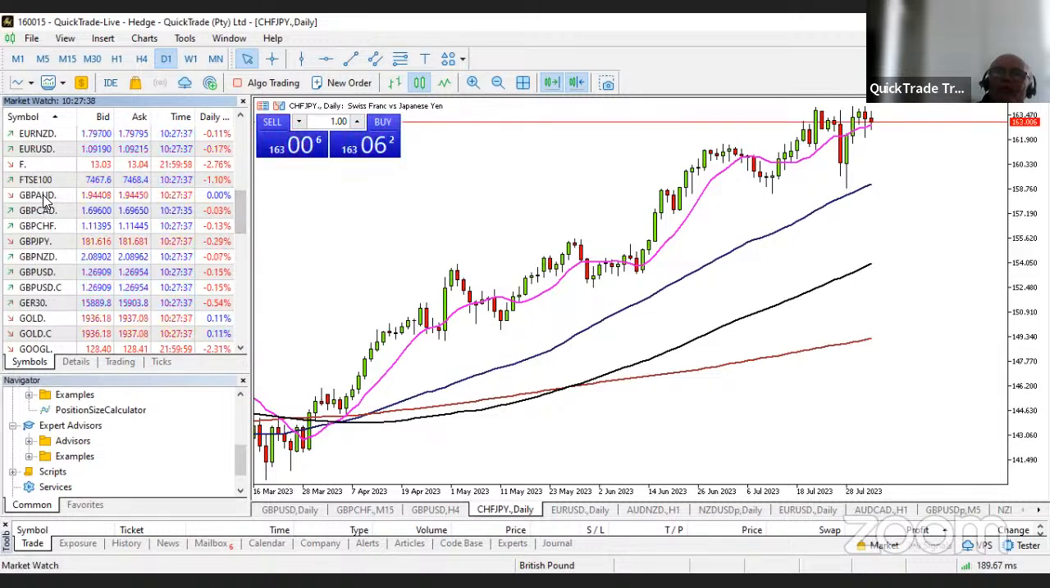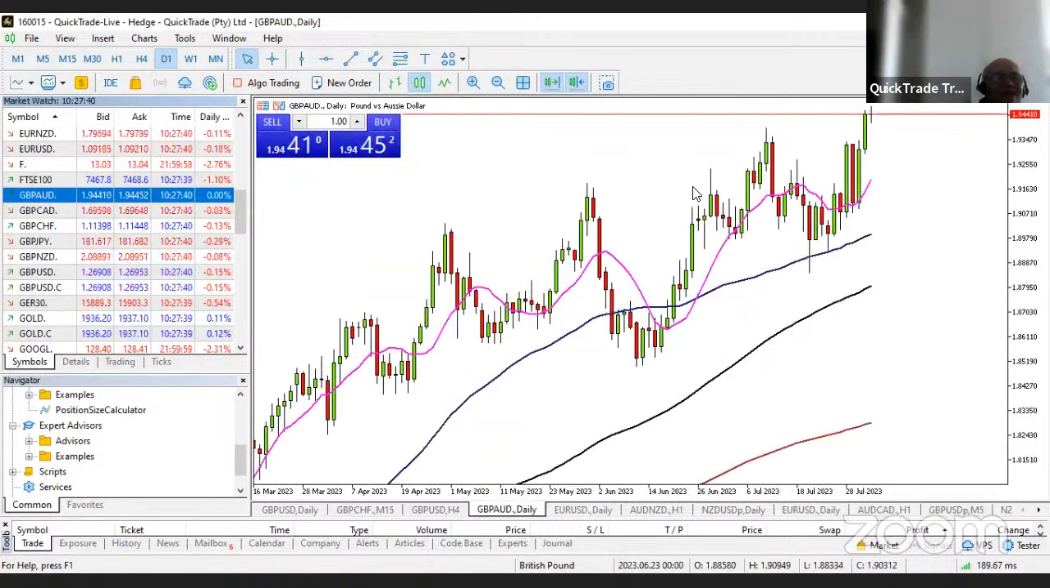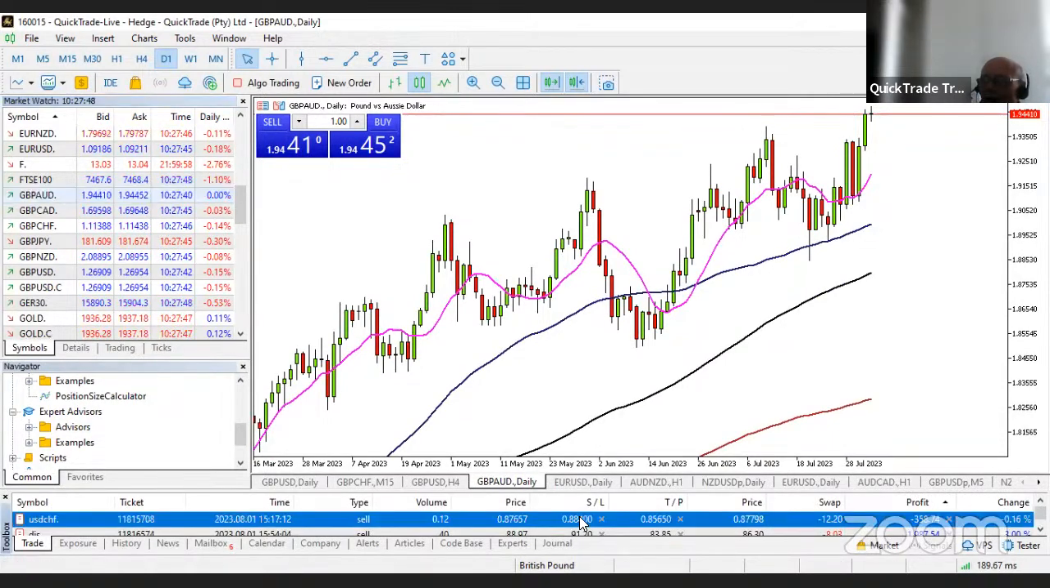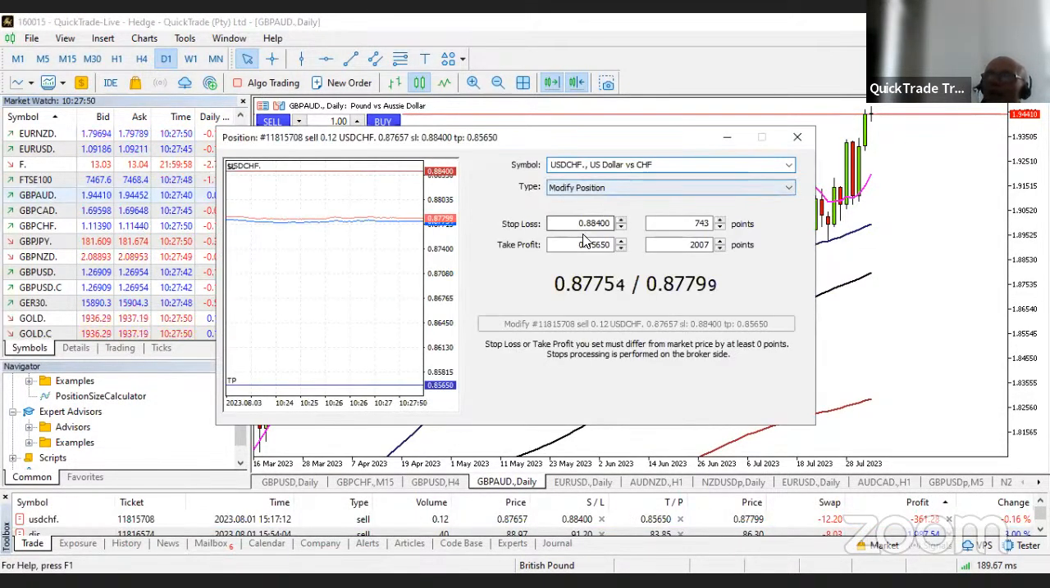Okay, where do you want to put your stop? Yeah, modify the order, yeah. Just go to modify your order. It says stop loss there, double click on it and put in your stop loss and TP. Simple as that.